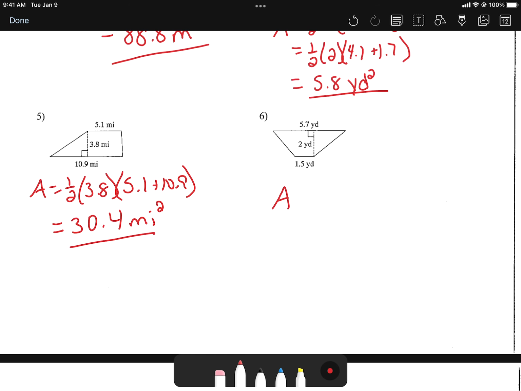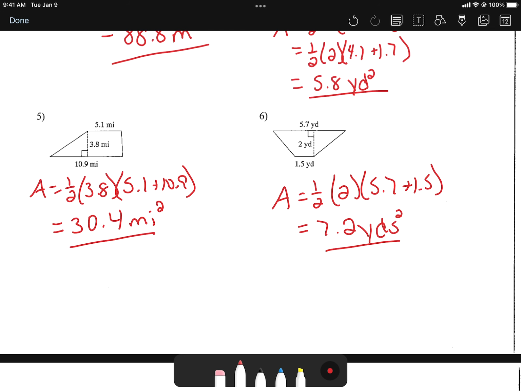And our last one, also a trapezoid, so 1/2. Our height is 2. And then 5.7 plus 1.5. It doesn't matter what order you put your bases in. Work all that out in your calculator and you get 7.2 yards squared.